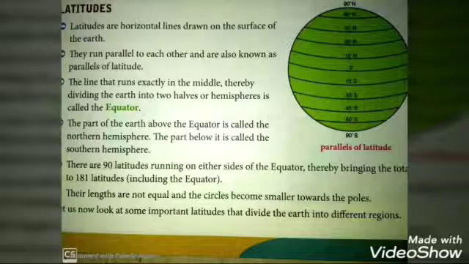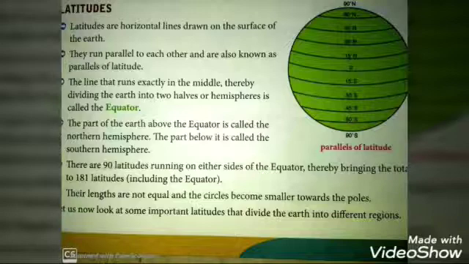The line that runs exactly in the middle, see there is a line which is exactly in the middle, there is 0 degree written there, that divides the earth into two halves or hemispheres. That line is called equator. What is it called? It is called equator. The part of the earth above the equator is called northern hemisphere, and the part below is called the southern hemisphere.